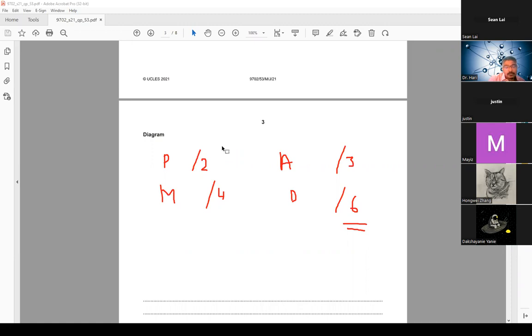Right? Number one. Number two, the diagram that you draw, the experimental setup, must be workable. What does it mean?